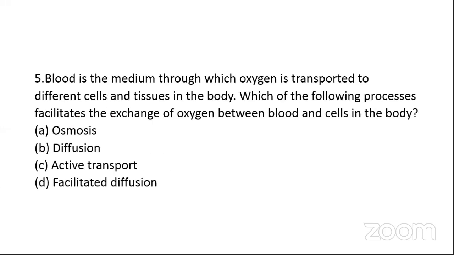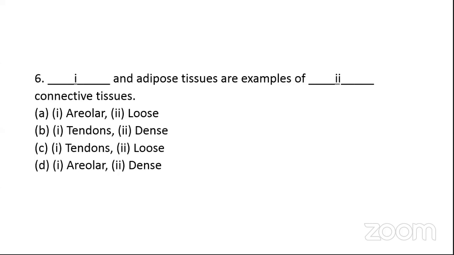Then blood is the medium through which oxygen is transported to different cells and tissues in the body. Which of the following process facilitates the exchange of oxygen between blood and cells in the body? So between blood and cells, what is the main method through which gases are exchanged? It is through diffusion.